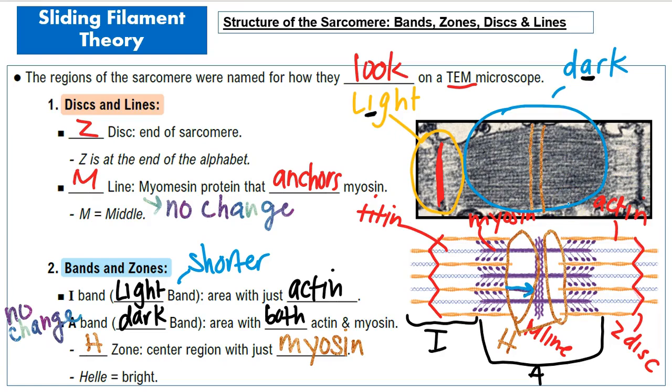Okay? What does that mean? You can also say there's going to be more overlap of the actin. So the I band is going to get shorter because the actin is now going to be actively moving to the middle of the sarcomere.